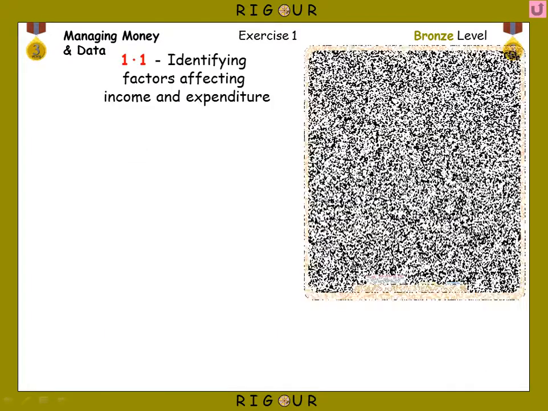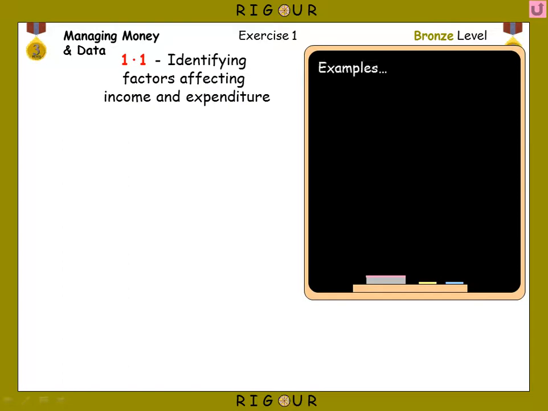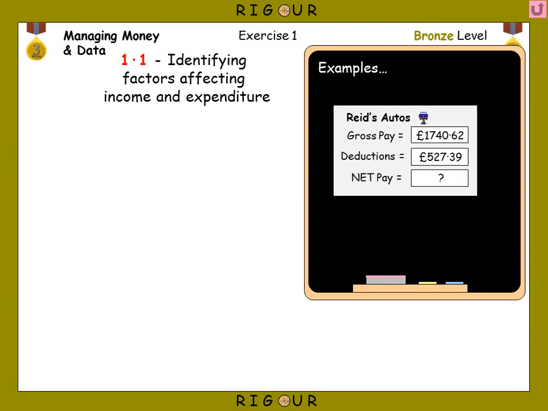So first things first, identifying factors affecting income and expenditure. In your assessment, you're going to be required to interpret a simple wage slip. So here's one from Reed's Autos. The gross pay is £1,740.62. The deductions on this wage slip, which account for tax, pension, etc., are £527.39. And what you're going to be expected to be able to do is calculate the net pay.